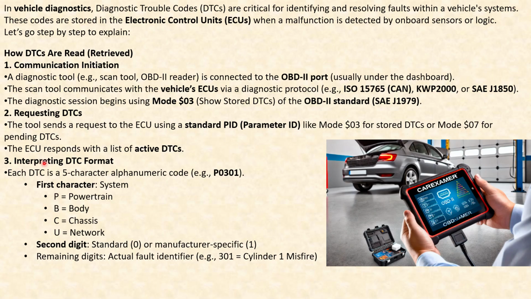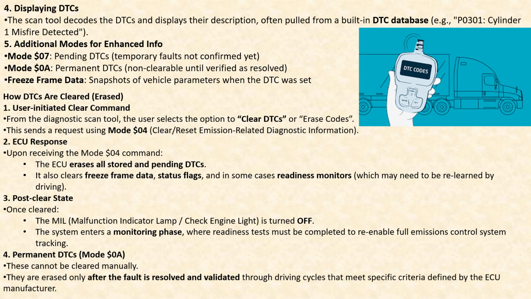Now, interpreting DTCs, we have already covered this very extensively, so I'm not going to go deeper into it. Everybody knows by now that each DTC is a 5-character alphanumeric code: the first character stands for the system, the second character stands for 0 or manufacturer specific, and the remaining digits are the actual fault identifier. For example, 301 means cylinder 1 misfire.